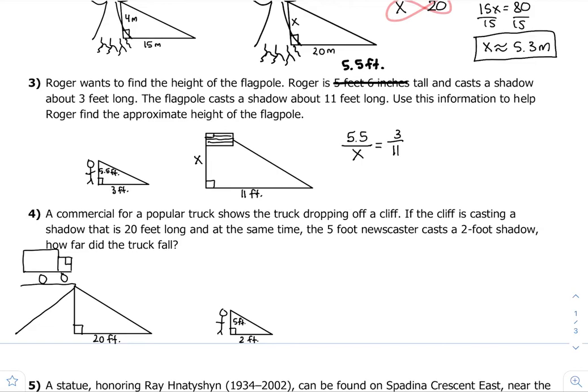Again, you guys can make your proportions however you guys want, as long as you guys are consistent. Consistency means you guys here to here, over this to this, or vice versa, as long as you guys go from here to here, and it matches up. So, we're going to cross multiply.